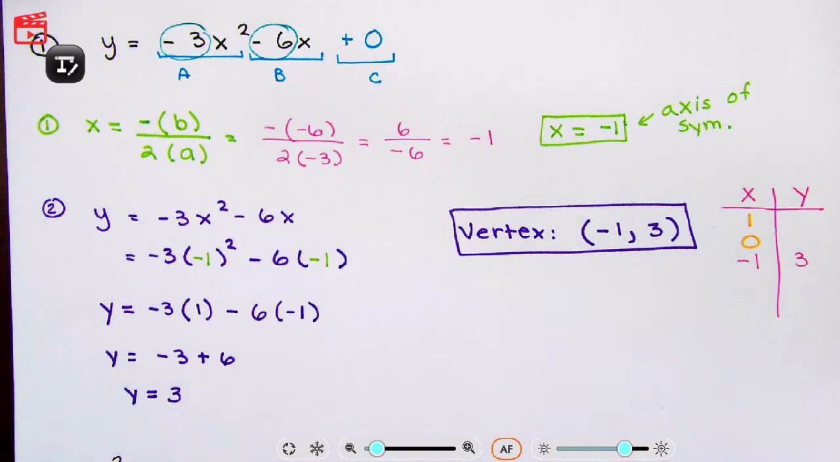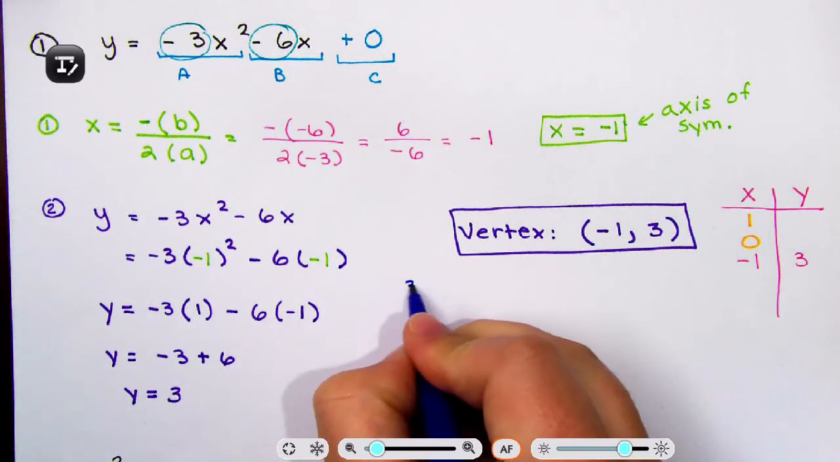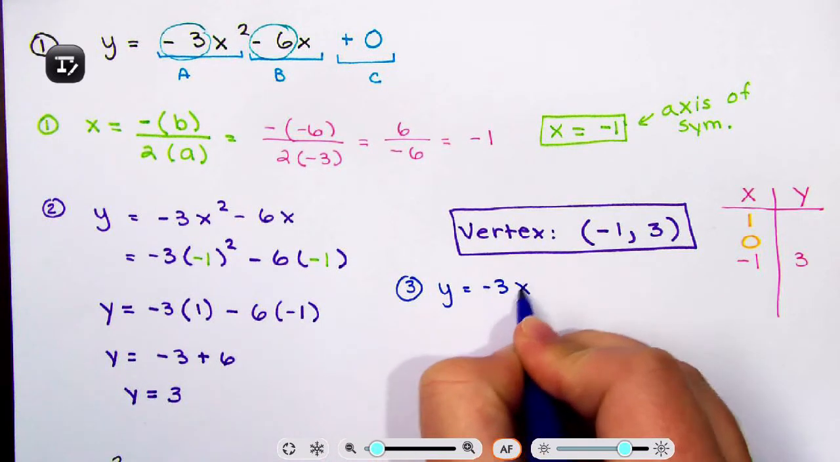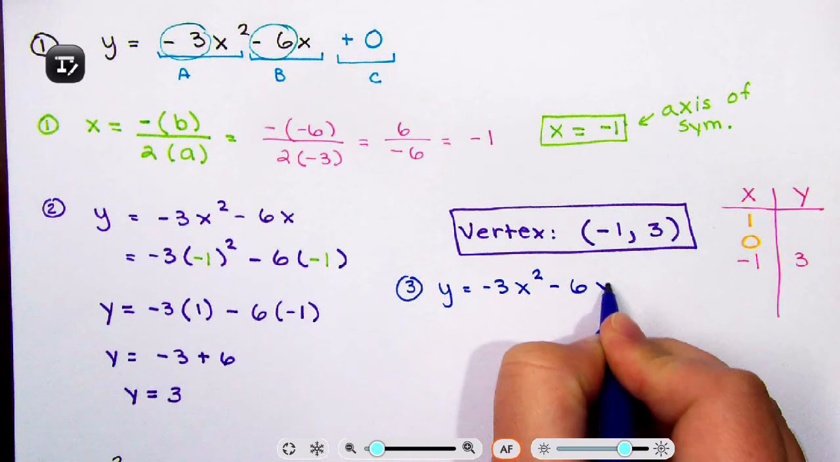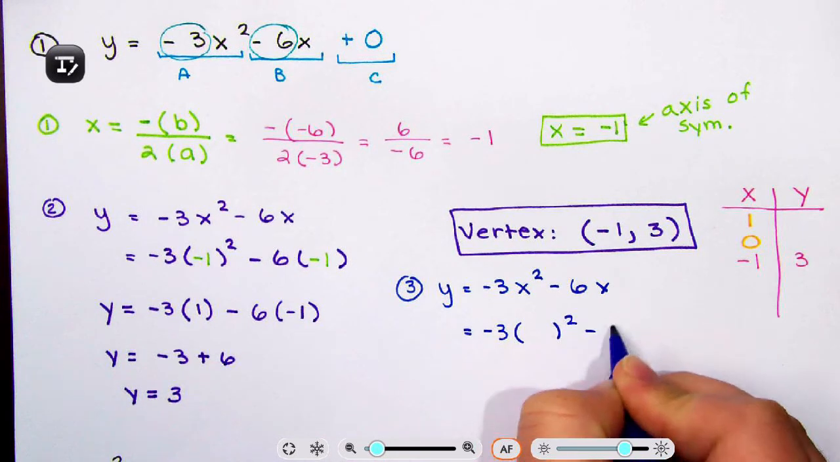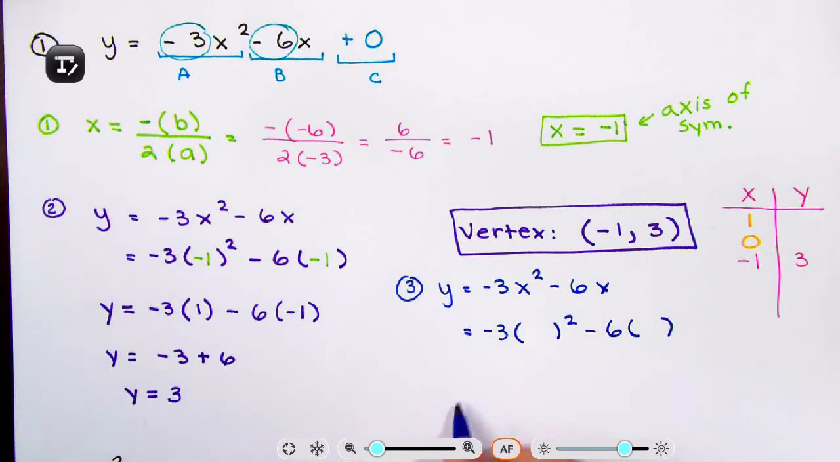So step number 3, let me change colors. Step number 3 is I'm going to take the original equation, so y equals negative 3 times x squared minus 6x, and I'm going to rewrite it and solve for my input of 0 and solve for my input of positive 1.